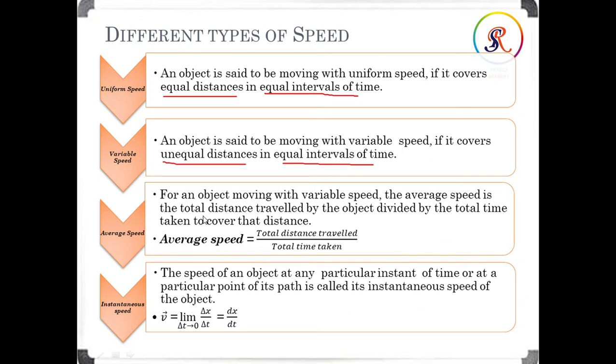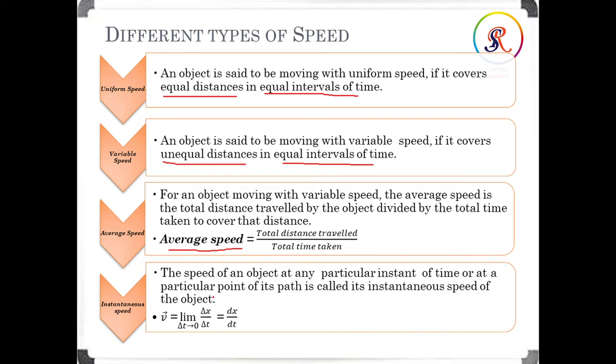As we know, most objects or bodies do not move at a constant speed. For example, a train starts from rest, moves faster until it reaches a constant speed, then slows down to a stop at the next station. So in such cases it is more useful to take the average speed rather than the actual speed. For an object moving with variable speed, the average speed is calculated as the total distance travelled divided by the total time taken. So the formula of average speed is total distance travelled by total time taken.